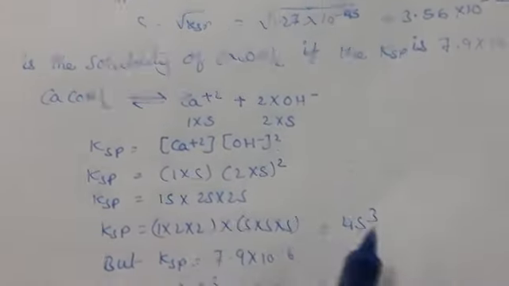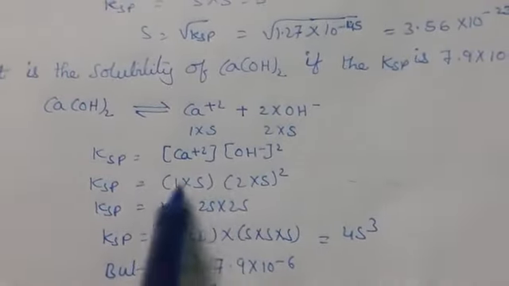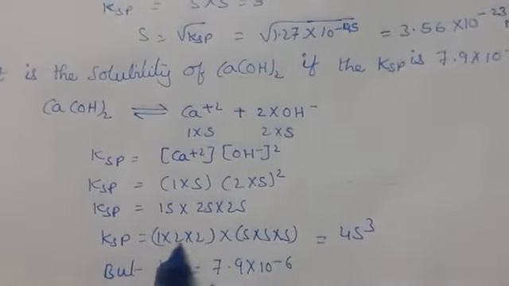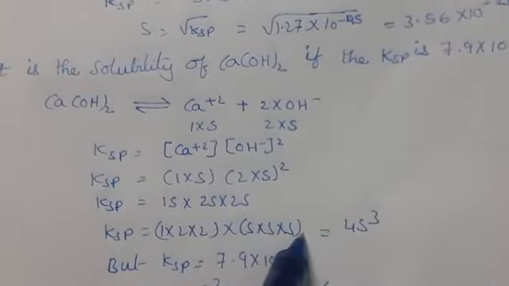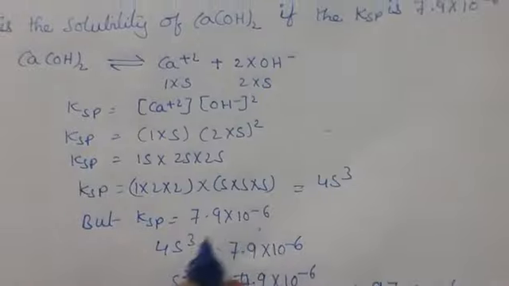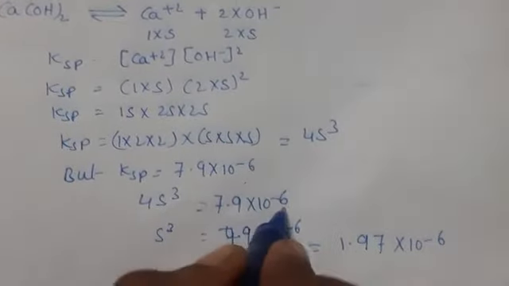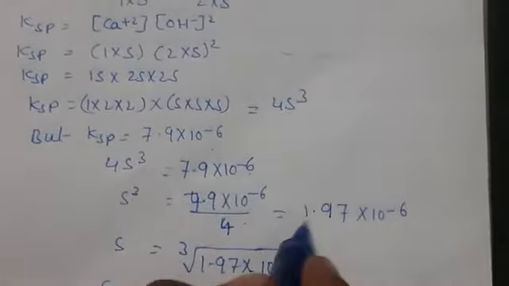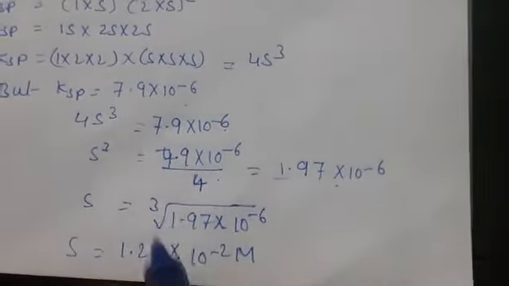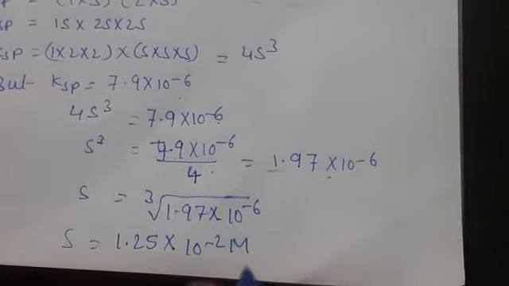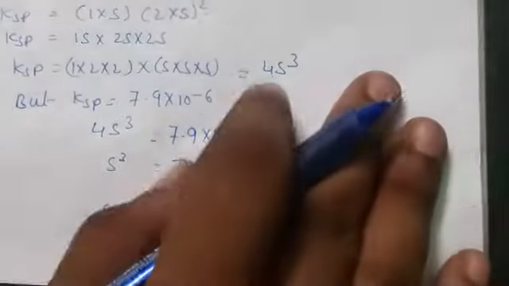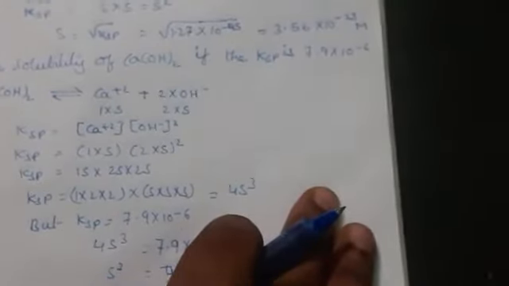And 2S whole squared means we get 4S cubed. Why? Because 1 into S, times the whole square, so 2S into 2S: 1 into 2 into 2, S into S into S, 4S cubed. The Ksp value they have given in the question, 7.9 × 10^-6, divided by 4, you are going to get 1.97 × 10^-6. When you find the cube root, you get 1.25 × 10^-2. So this is nothing but the relation between solubility and solubility product.